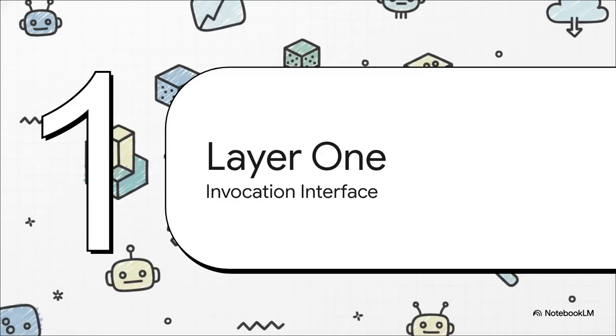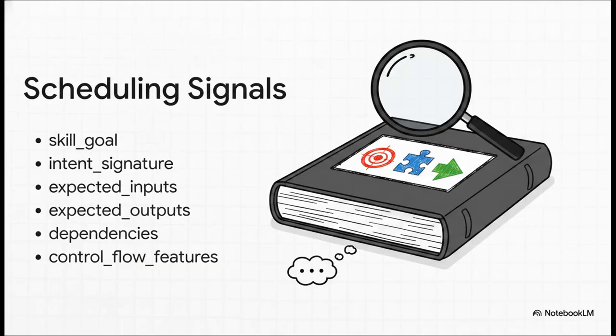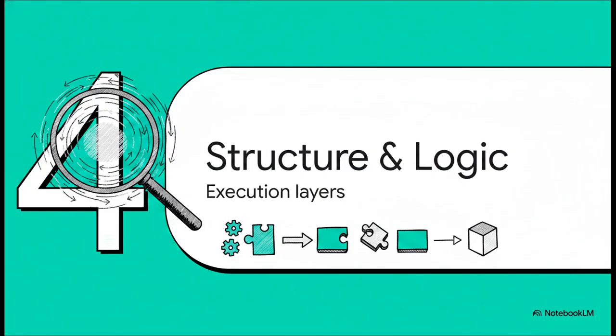Section 3. Layer 1. The invocation interface. Let's see how this builds a rock-solid foundation for skill routing. Say you have a registry of 10,000 skills. This is how your agent finds the right one instantly. Instead of unfolding the full, massive execution code just to figure out what a skill does, this scheduling layer exposes a stable, capability-facing contract. You get the skill goal, the intent signature, expected inputs and outputs, and crucial dependencies. You know exactly what to expect before any deeper inspection is required. It's kind of like reading the back of a book instead of reading the whole novel just to find out the genre.